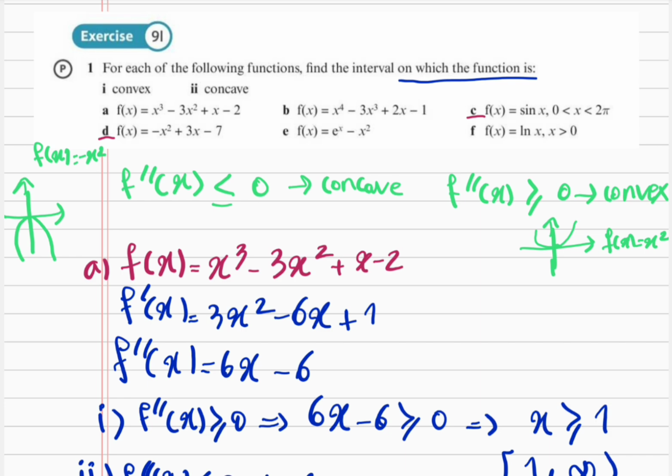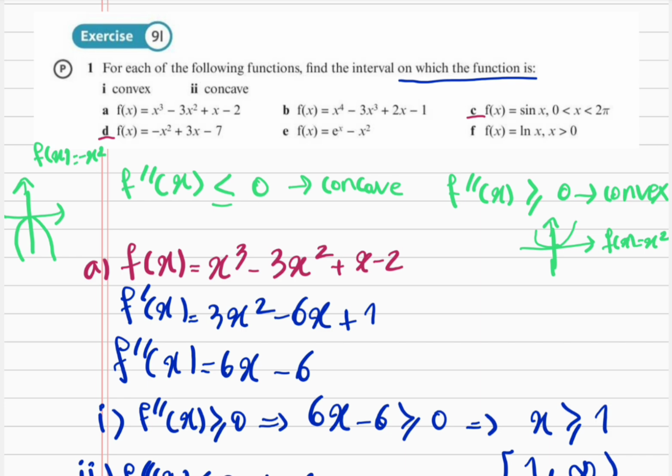So in part C, we have the function f(x) = sin x, where x is between 0 and 2π. And we want to find the values of x for which the function is first convex and second concave. Just a quick reminder that a function is concave when the second derivative is less than or equal to 0, and it's convex when its second derivative is greater than or equal to 0.